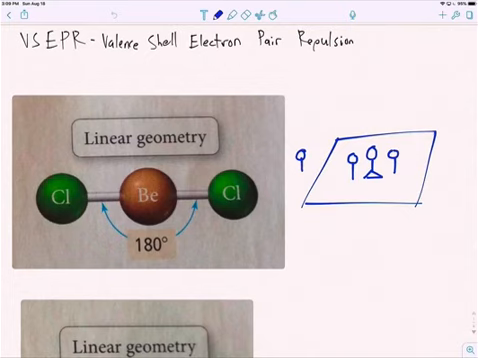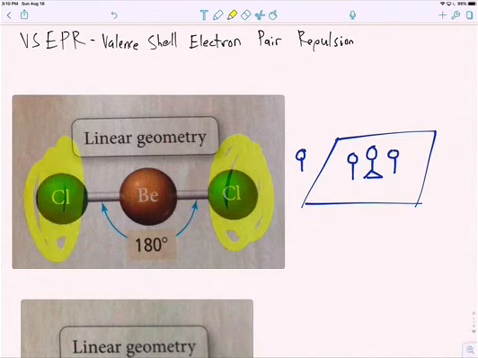Now, the way VSEPR works, valence shell electron pair repulsion: valence is the outside shell, and the electrons in the outside shell repel each other. In this picture, we have beryllium dichloride. These chlorine atoms, think of them like really big balls of negative charge. These big balls of negative charge want to be as far away from each other as possible. And how does that work? Well, the farthest away they can get from each other is to be in a line.